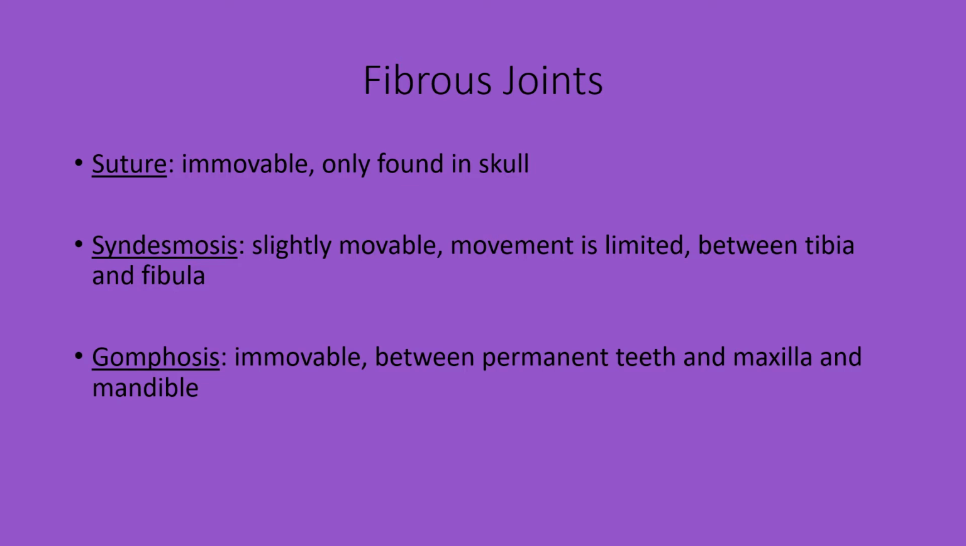If we look a little bit more detail at fibrous joints, there are different types. You have the suture. These are immovable. These are only found in the skull. Syndesmosis are slightly movable. The movement is going to be limited, such as between the tibia and the fibula. And gomphosis are immovable. This is the joint between your permanent teeth and either the mandible or the maxilla. So hopefully those are immovable.